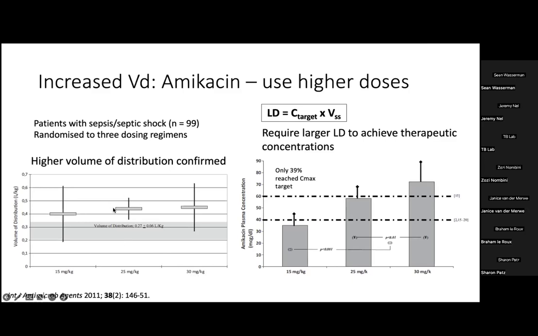On the left, you can see that they just confirmed that in critical illness, the volume of distribution was higher, and it was very similar between these 3 different doses, right? So the gray shaded area is the window for the normal physiological volume of distribution for amikacin in this population, but in critical illness, it clearly goes up.